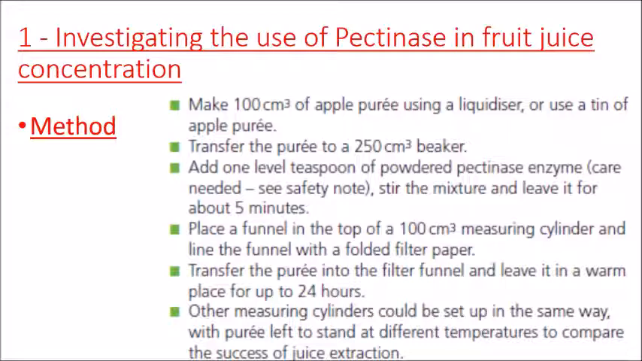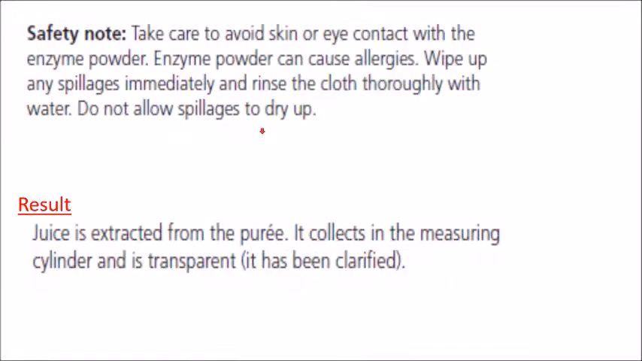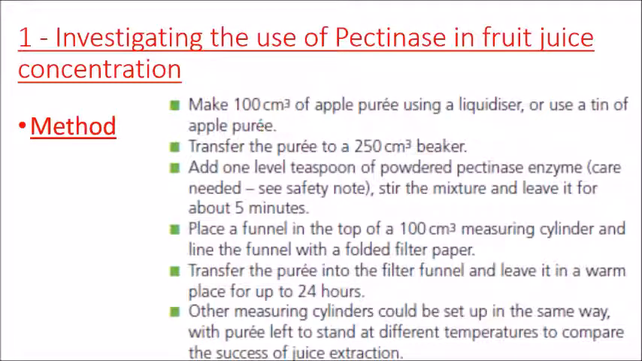There's a lot of detail on the PowerPoints, but basically you set up equipment where you've got a funnel full of apple puree, thick apple puree, and you add some pectinase to it. You have that funnel sat in a measuring cylinder, and what's going to happen is the pectinase is going to work, it's going to break down, it's going to extract the juice from the puree, and that juice is going to drip down into the measuring cylinder.